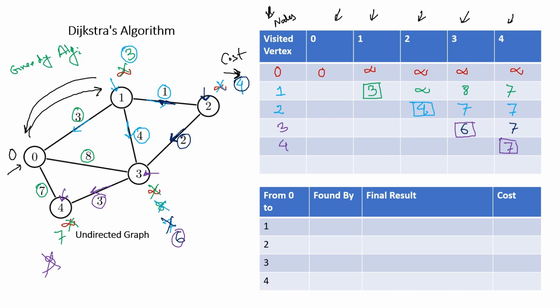Suppose from 0, we want to visit 4. What you want to do in the final result, let's put 4. Okay, first we're going to put 4, and we'll put our one arrow in the visited vertex of 4, which is in here, and the cost is 7. Now we're going to put the cost 7 in the table.